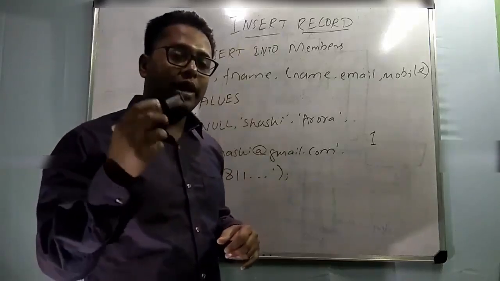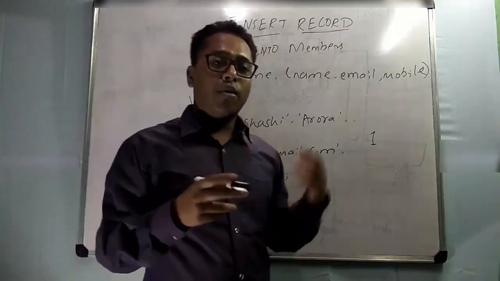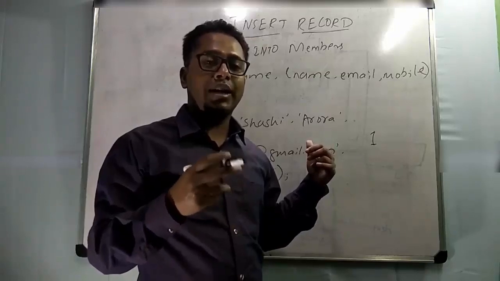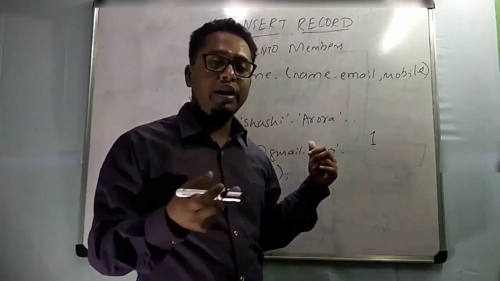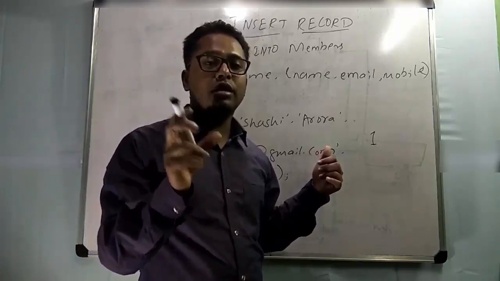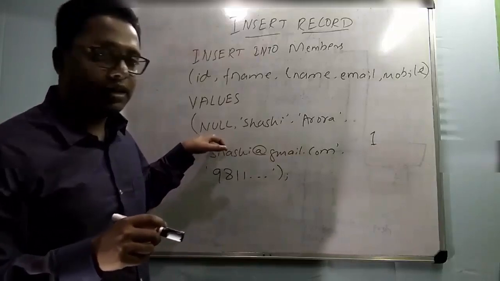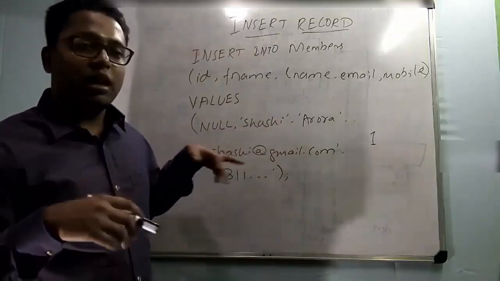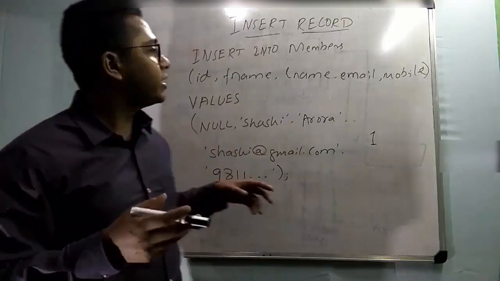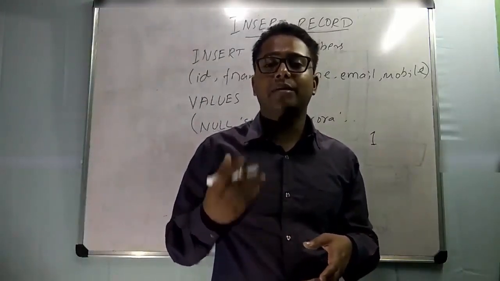That means while entering the data we don't have to specify or enter the values for that field id. The id values will automatically get incremented, automatically generated based on that auto incremented keyword. So for that we need to write null, and we need to enter the values for the rest of the fields manually. This is how we can insert a record or data or information inside a table of a database.